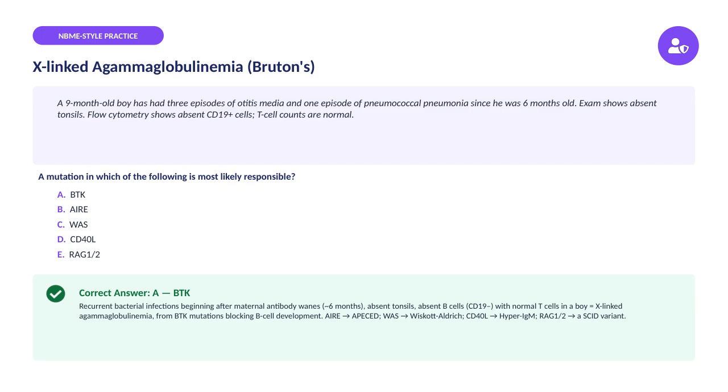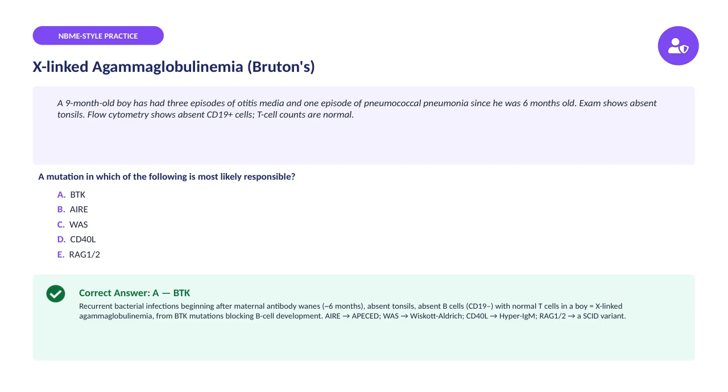This condition is caused by mutations in the BTK gene, which disrupt B cell development and lead to very low or absent B cells, while T cell numbers remain normal. The timing of infection starting after 6 months corresponds to the loss of maternal antibodies, which normally protect infants early on. Other primary immunodeficiencies have distinct features.